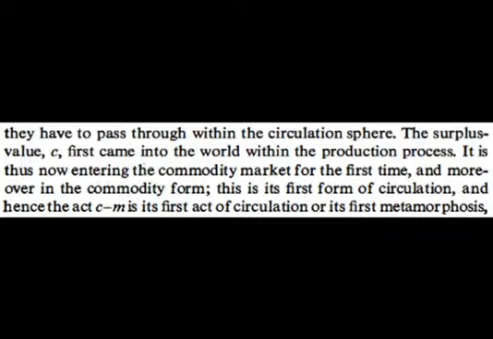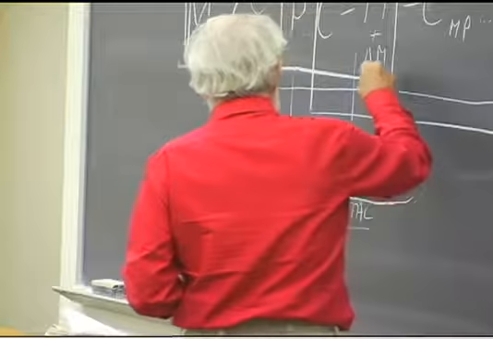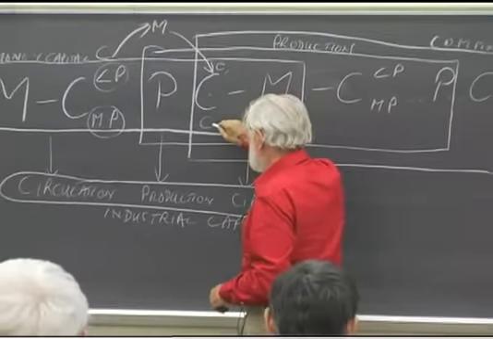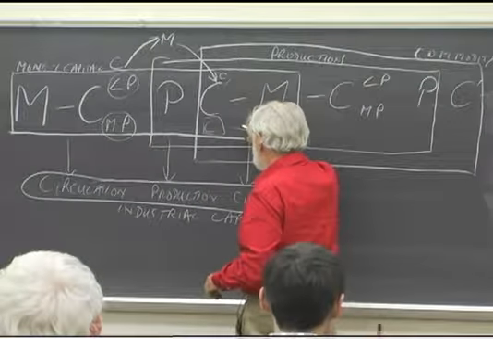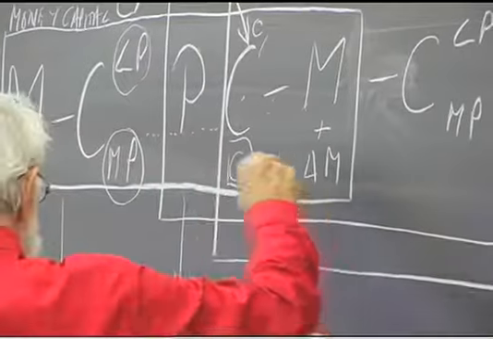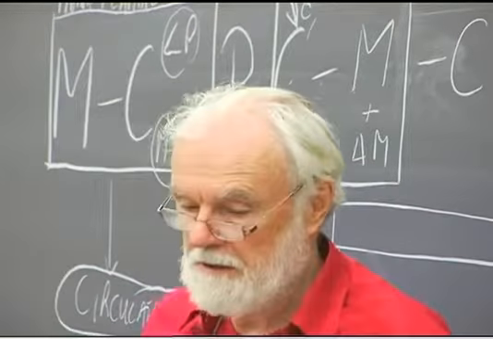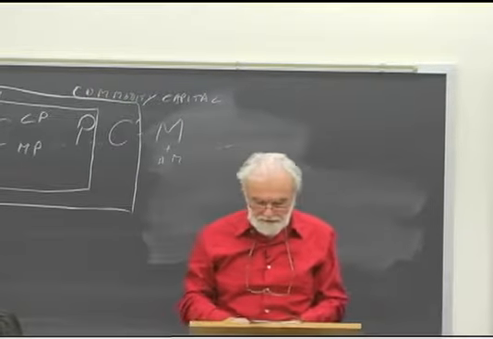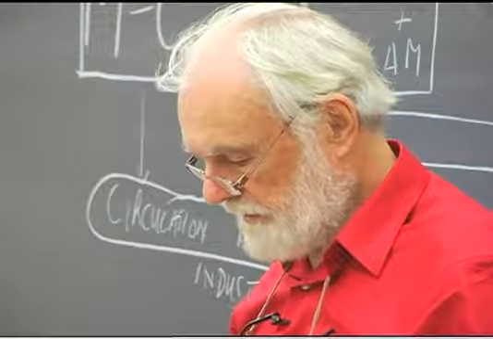So he says, towards the bottom of 125, in the main paragraph there, the surplus value first came into the world within the production process. It is thus now entering the commodity market for the first time, and moreover in the commodity form. This is its first form of circulation, and hence the act of C-M, which is C, the surplus value embodied in the commodity, to the delta M. This piece of the transition becomes very significant. But there's a shift here.